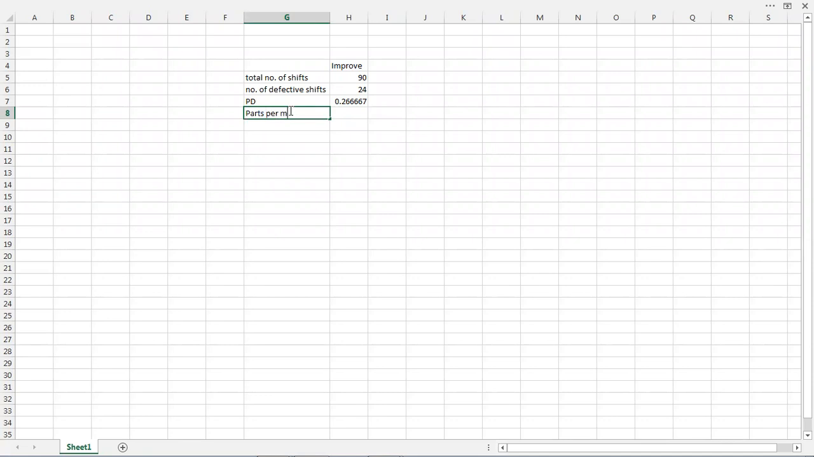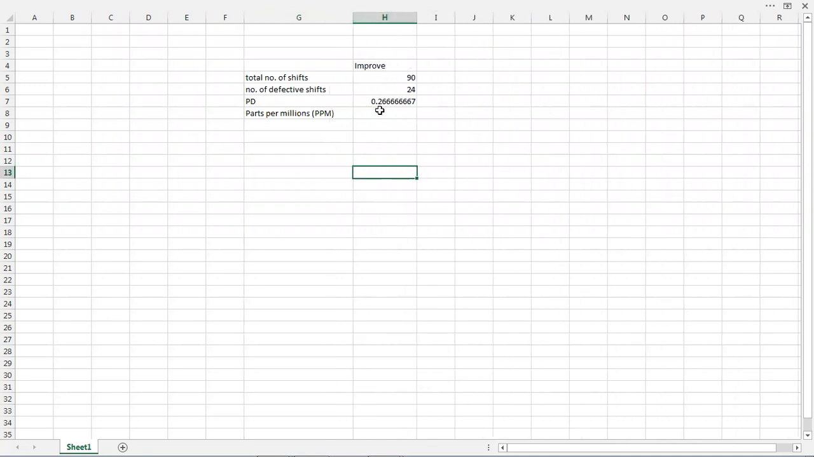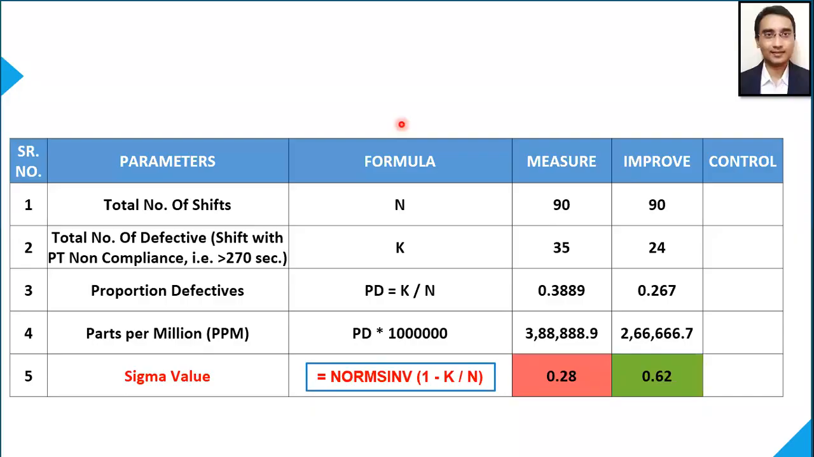Now parts per million. Parts per million means 10 lakhs. This is also called PPM. How are we going to calculate it? It is equal to PD into 10 lakh, that is 1,000,000. The value is 2,66,666.67, so 2,66,666.7 after adjusting the last digit.